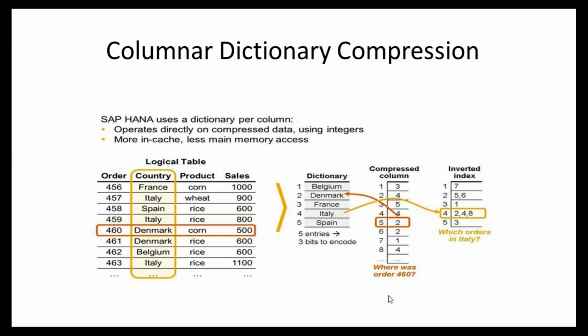How the columnar dictionary compression happens is what we discussed in yesterday's introduction part. I hope everyone is clear about that. And if you have any concerns about this, I'll be explaining it directly.